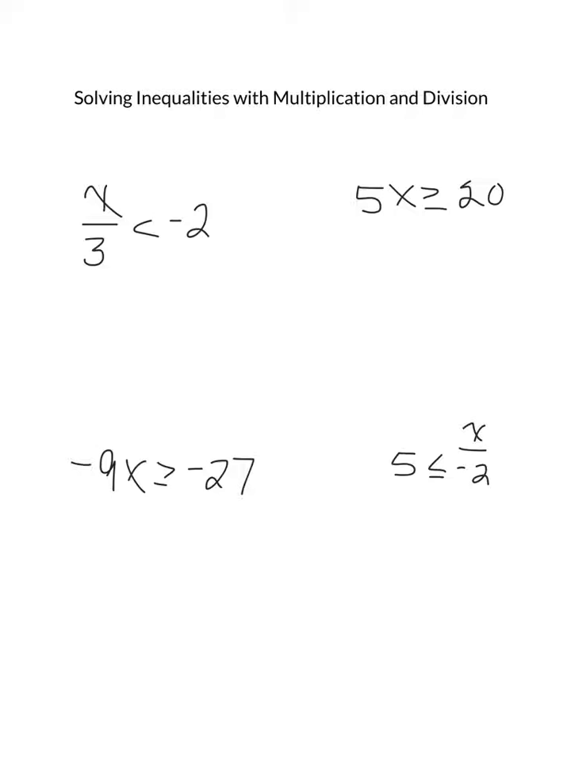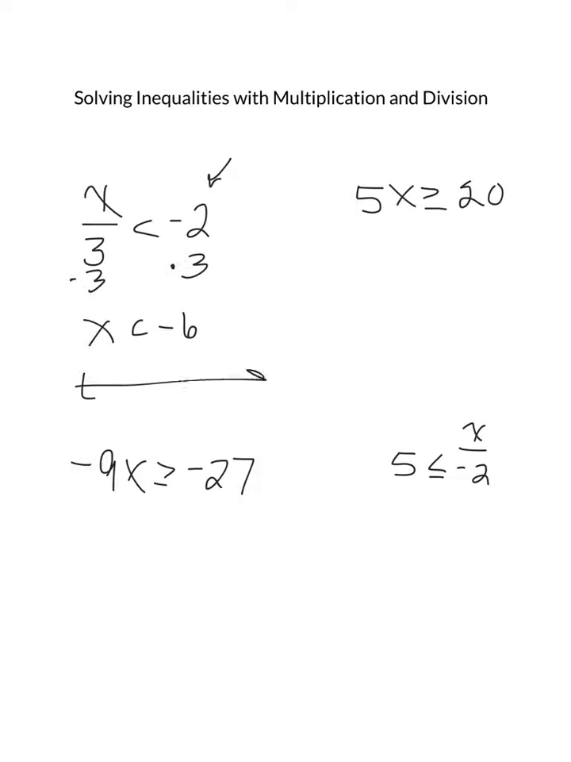So looking at this first one, we have x divided by 3 is less than negative 2. So I'm going to times both sides by 3. So x will be less than negative 6. Doesn't matter that this number is negative. It's only if I multiply or divide by that negative.